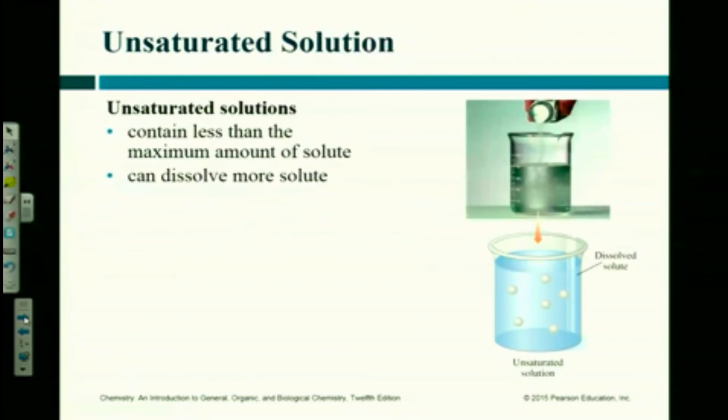Unsaturated solutions have less than the maximum amount. So if you have a cup of water and you just add a couple sprinkles of salt to it, it's still not saturated. It is unsaturated. You could still dissolve some more, right? Okay? That's unsaturated. You could dissolve more before you start to see solid in there.